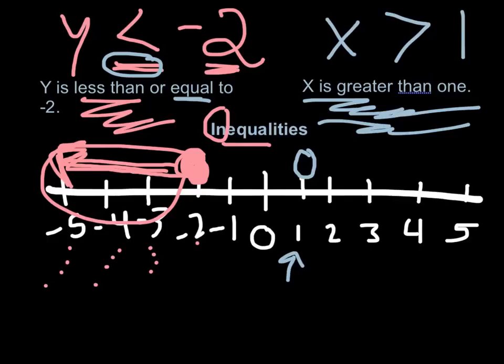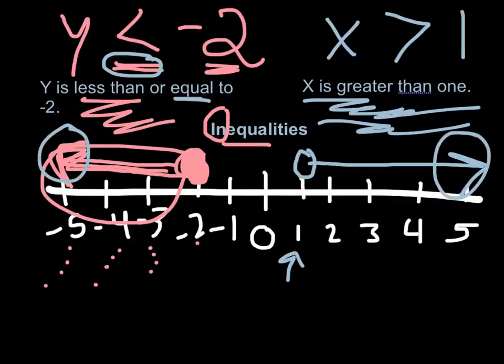So x is greater than 1. We're not including 1, so we're not going to shade it in. X is just greater than 1. What could x be? X could be 2, could be 3, could be 4, could be 5. It's not equal to 1, so it's an open circle, and then I shade this way. You'll notice both of these have arrows, because they could just go on forever. That's why we put arrows there, because they do go on forever to infinity.